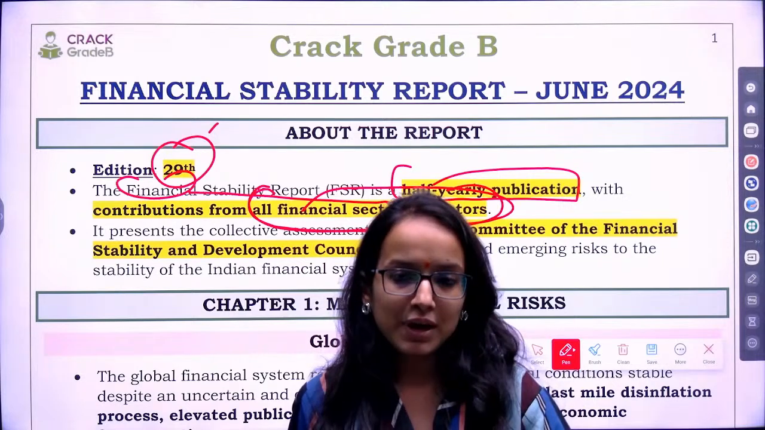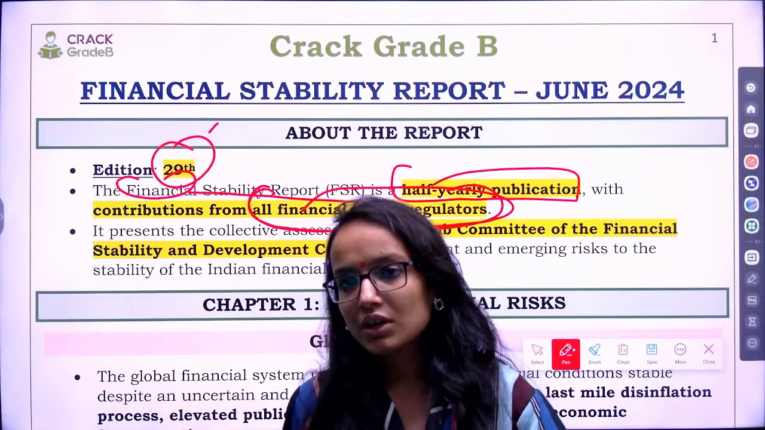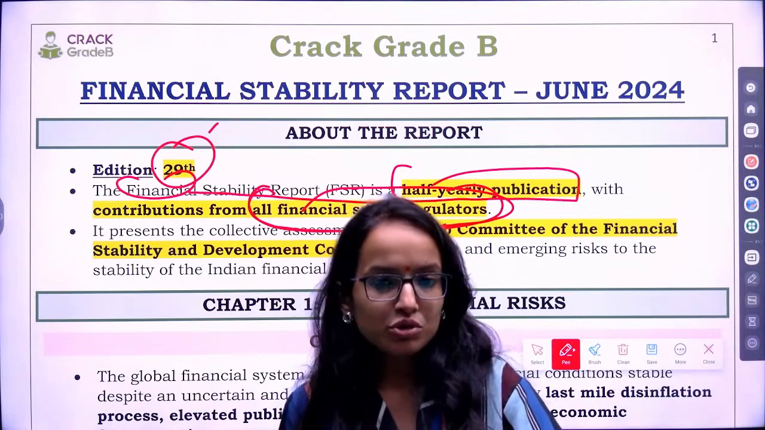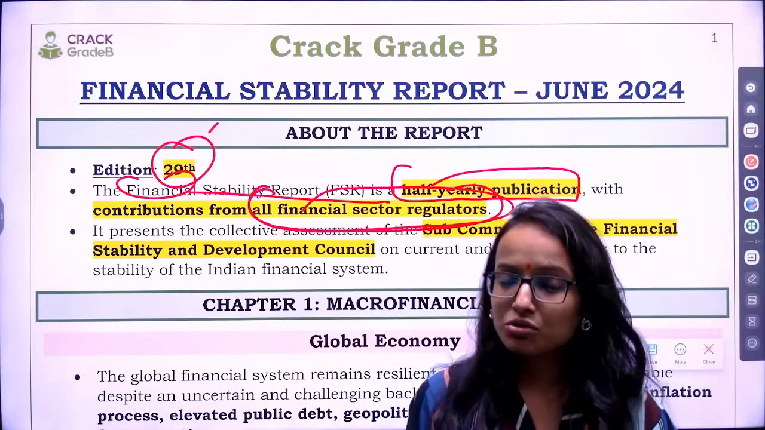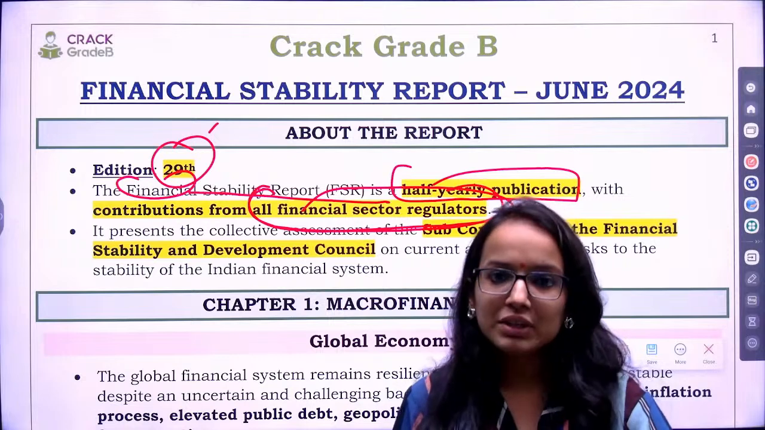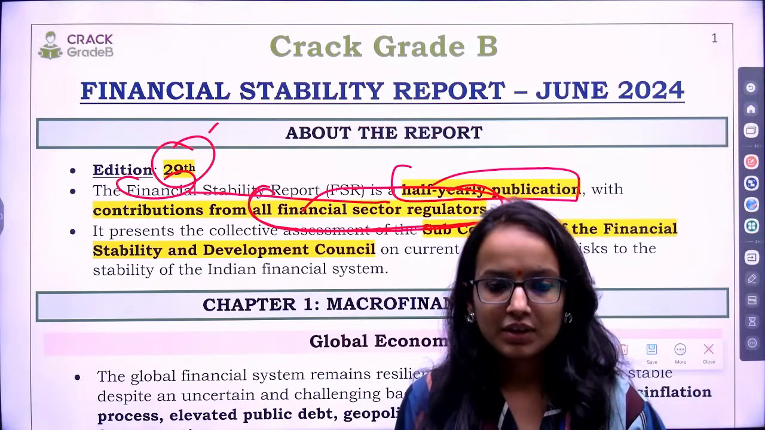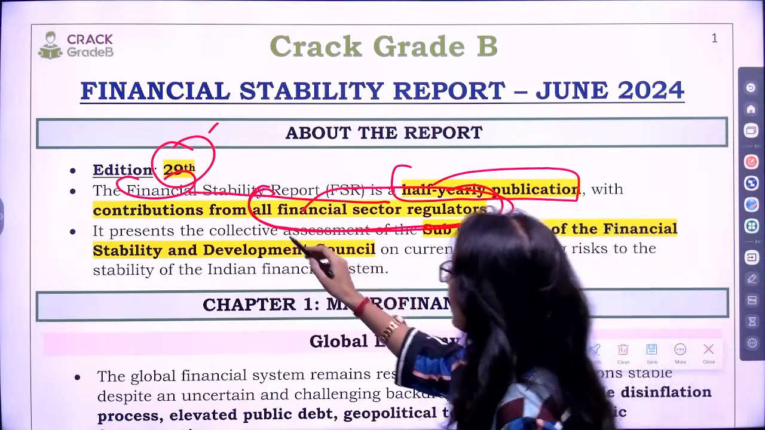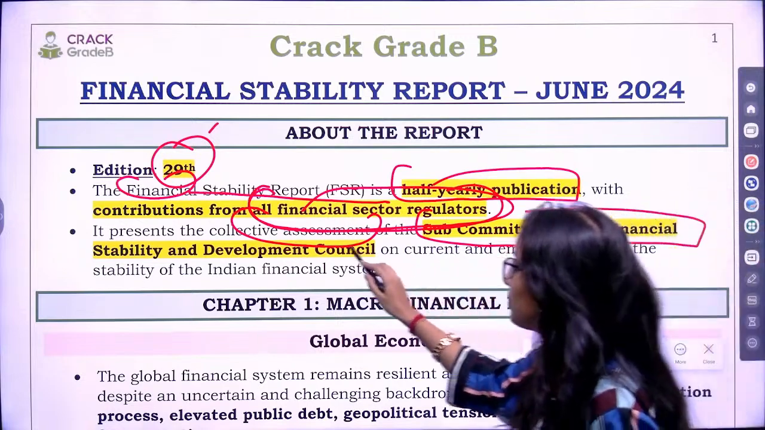So what do we mean when we say that all financial regulators have contributed to it? Contributions from your IRDAI, contributions from all the regulators related to your financial sector. So it is a comprehensive report giving you the trend of each and every sector of the financial market. Are you getting my point, right? So remember this. Then it presents the collective assessment of the subcommittee of the Financial Stability and Development Council.